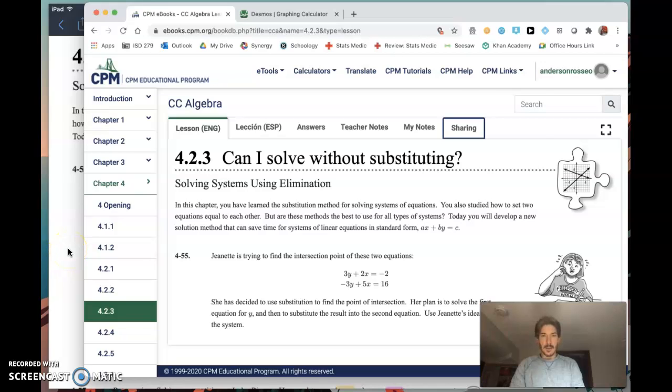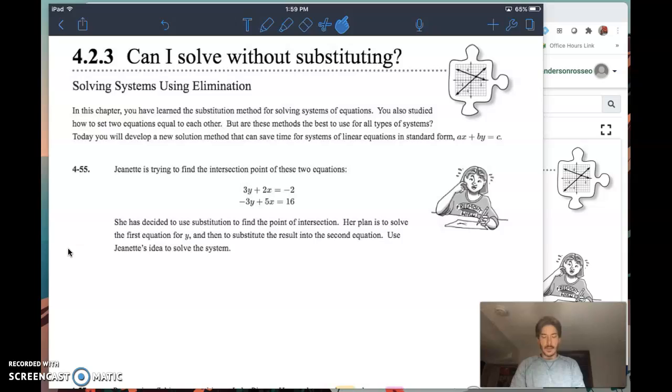I've got this one set up in our notes here, and in order to tackle this problem, we are going to follow the method that the book suggests. So check this out. Jeanette is trying to find the intersection point of these two equations. Remember, intersection point is, for our purposes, the solution. She's decided to use substitution to find that point of intersection. Her plan is to solve that first equation for y, and then substitute the result into the second equation. We're prompted to use her strategy.